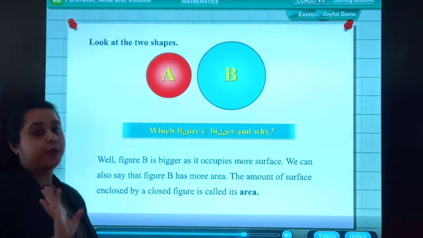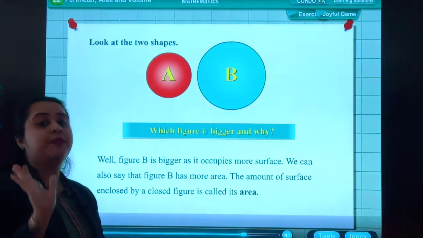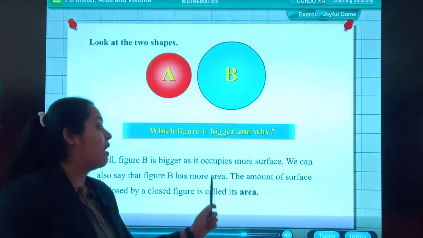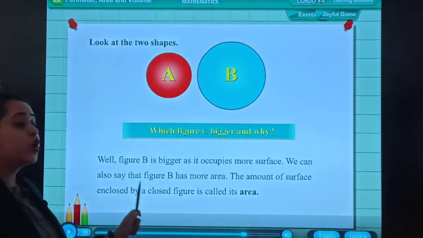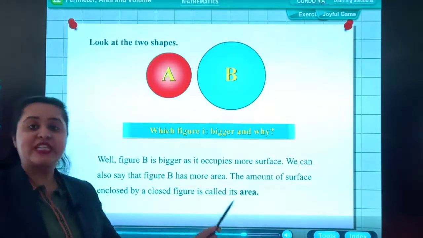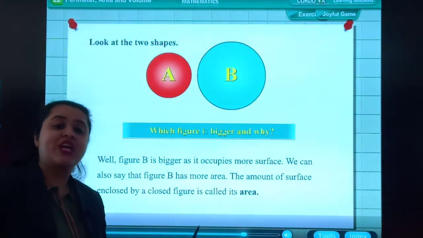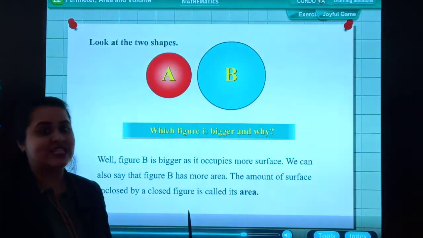The main formula, or I can say the main meaning, here it is. The amount of surface enclosed by a closed figure is called area. This is the meaning of area. Please mark this in your textbook.